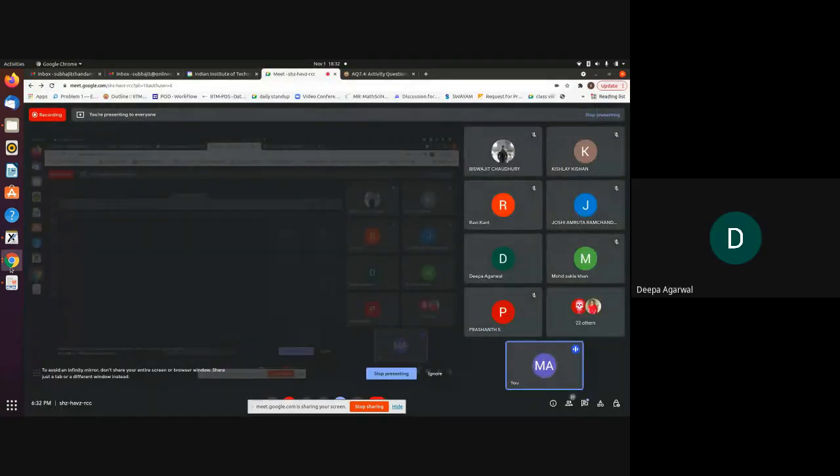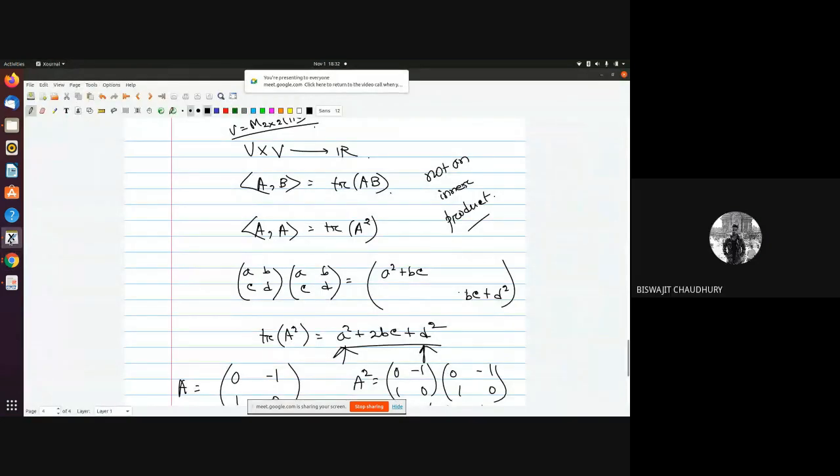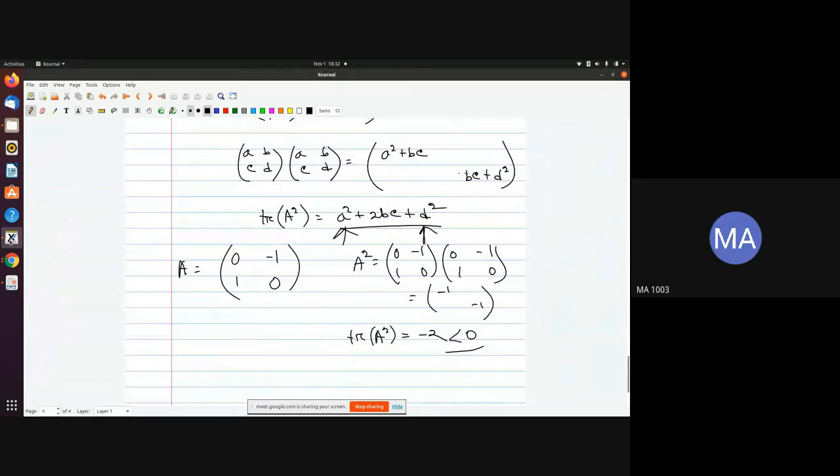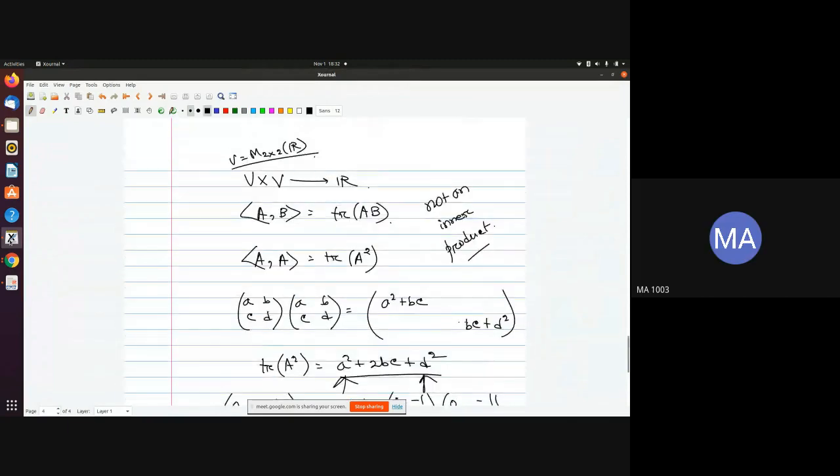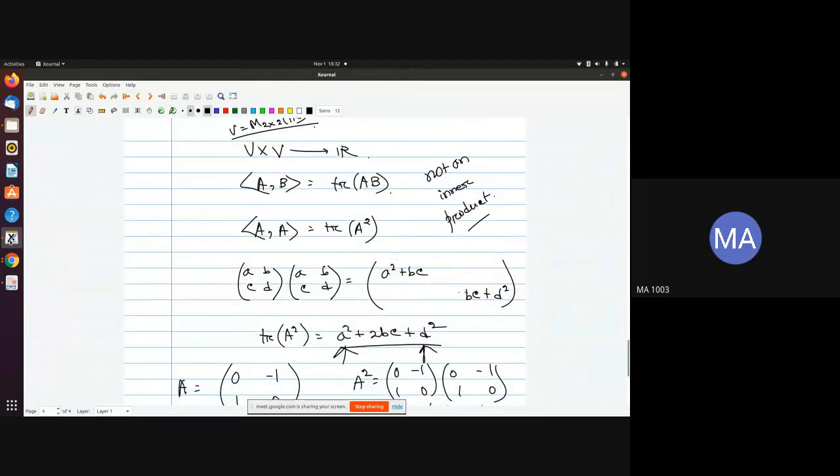Is it clear to everyone that this is not an inner product? Yes, sir. So this is not an inner product. That's the main thing. In this situation, you just write down what you are actually getting and try to find whether this is greater than 0 or not, and whether you can construct some example.